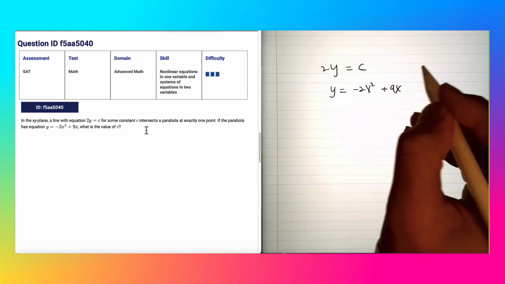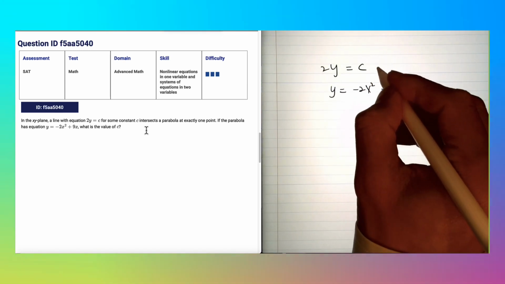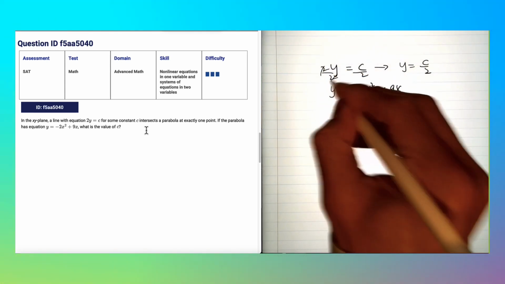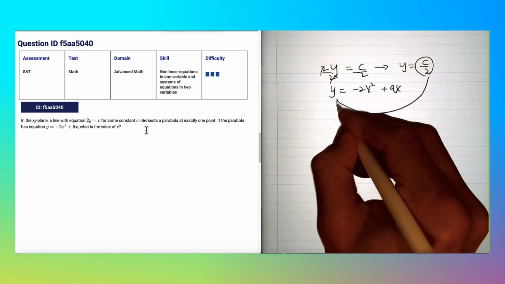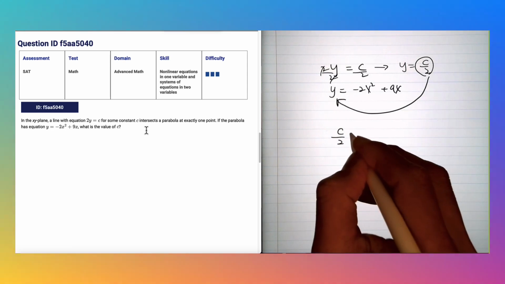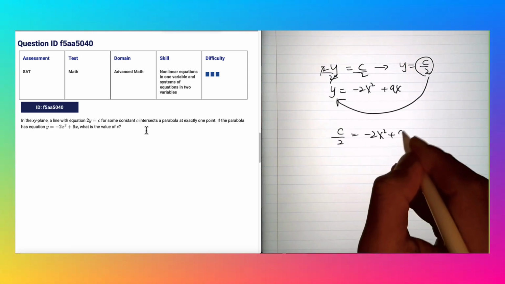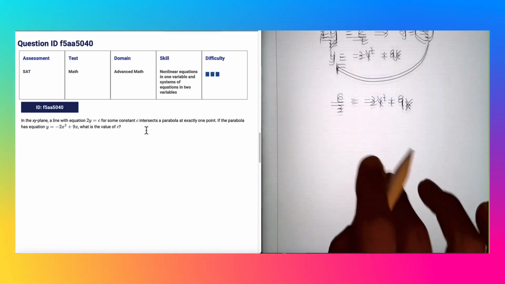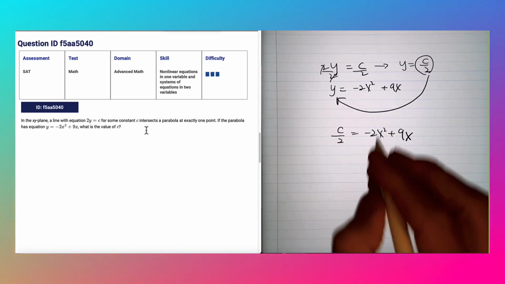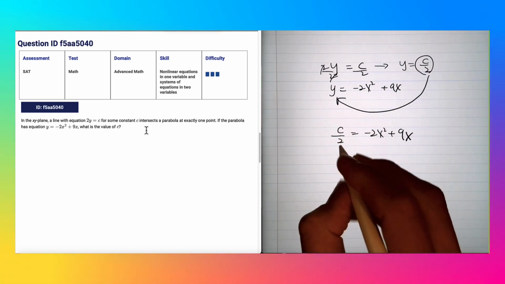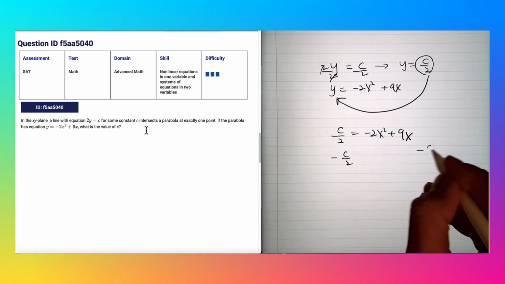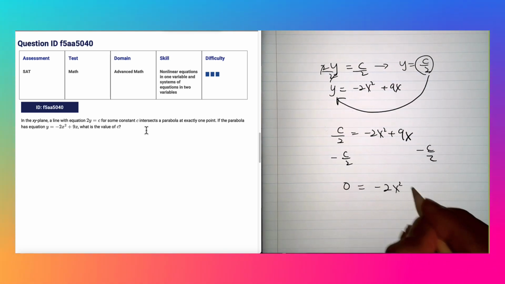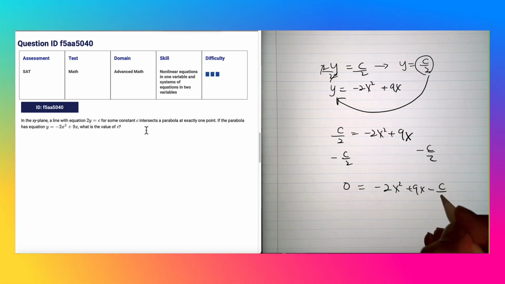If you rewrite these in terms of c, then y is equal to c over 2. Just divide by 2 on both sides. And you can substitute where the y is. We get c over 2 is equal to negative 2x squared plus 9x. And we need to write this in standard form. So if you consider c over 2 as a number, just subtract c over 2 on both sides and leave the left side equal to 0. We have negative 2x squared plus 9x minus c over 2.